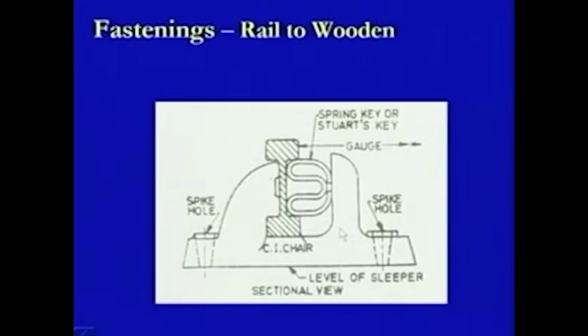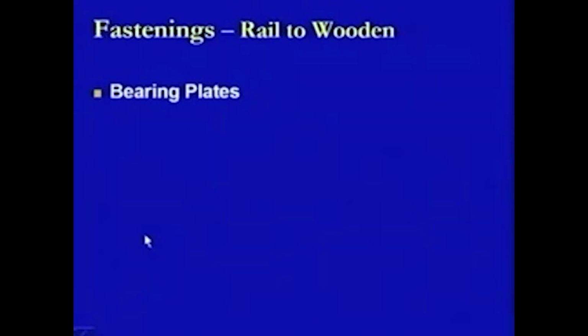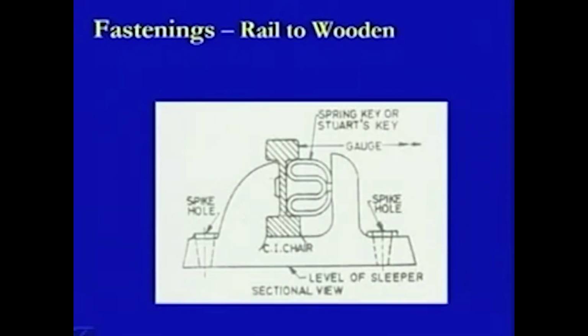This is another type of bearing plate provided along with the chair. In this case, what we can see is the bottommost part, and this is specifically being used for the bull headed or double headed rail sections. You can see that there is a difference between this rail section and this rail section. Here the rail section has a flat foot like this, whereas in this section both the head as well as the foot are of similar nature.